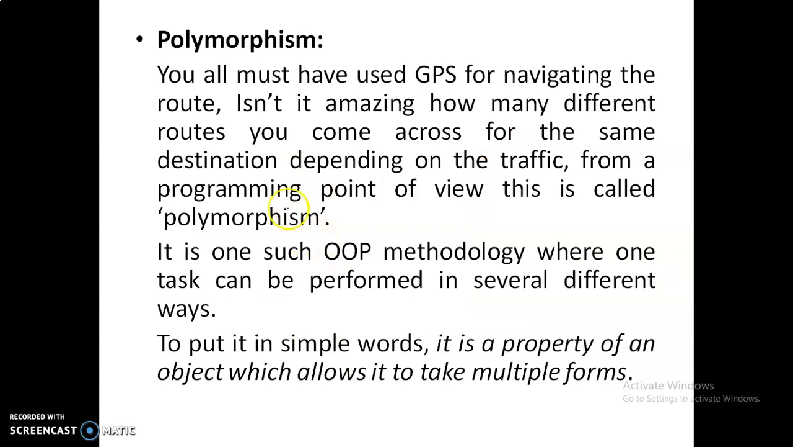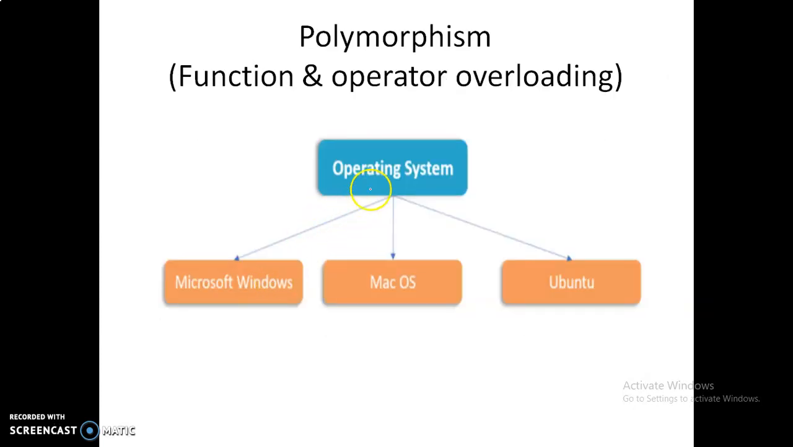Next is the polymorphism feature. This is whenever you want to define the same name for different functions, or use the same name for different purposes. That is called polymorphism. A simple example is that generally you have the GPS for navigating, and the same GPS you can use for different other purposes. This we call polymorphism. Like this, the operating system is only one.